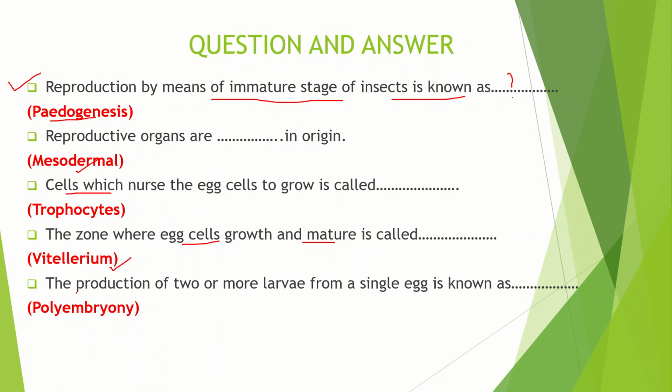Next question: the production of two or more larvae from a single egg is known as polyembryony. So these are very important questions on the female and male reproductive system.